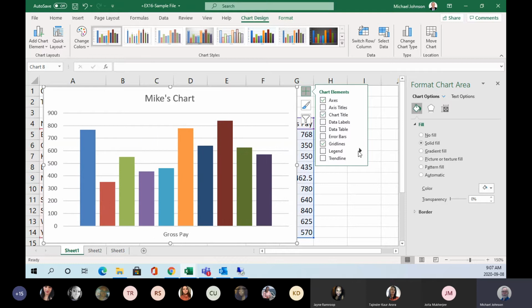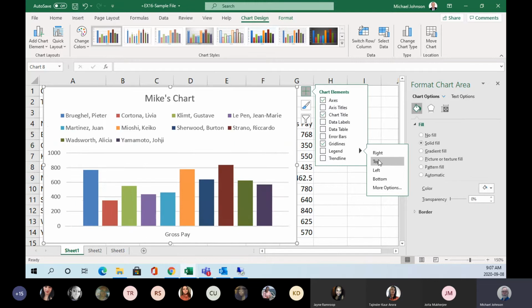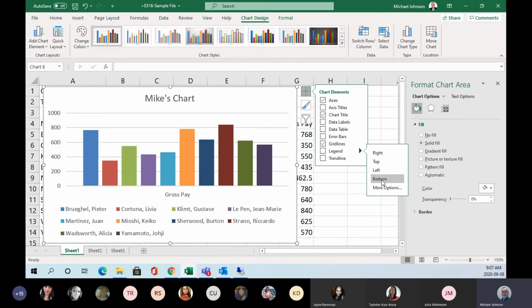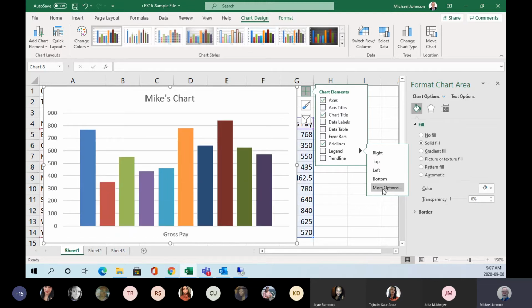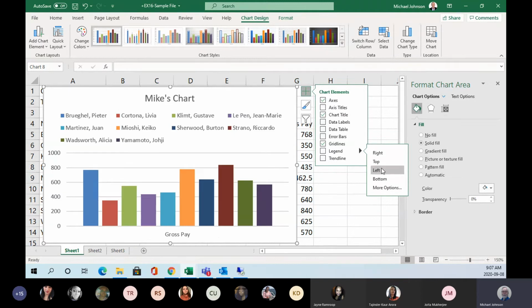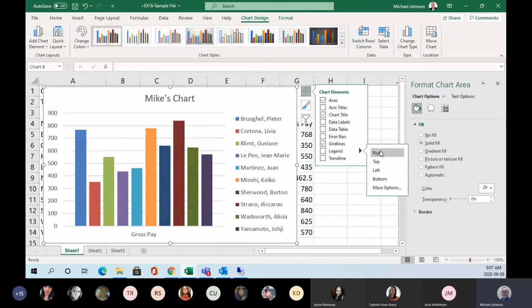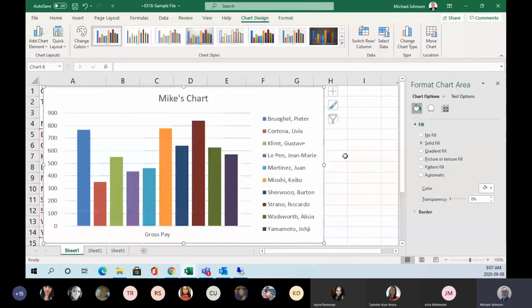Let's come down here to legend, little arrow here. So I get to decide where it goes. It could be at the right side. It could be the top. It could be the left, the bottom. And there are other options too where I actually put it. So I'm just simply going to put it on the right-hand side. There you go. So now I have a chart that actually contains even more information here.